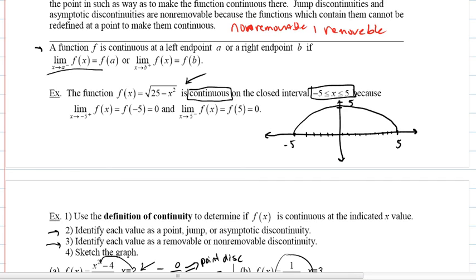Now this definition up here says that endpoints are also considered continuous only if the limit from the left of this endpoint exists, which is 0, and the limit from the right of this endpoint exists, which is also 0, and it equals a point. If it was an open dot like this, then there would be a discontinuity at that x value. You can verify this with a graphing calculator. You can trace it from left to right, and there are no undefined points.